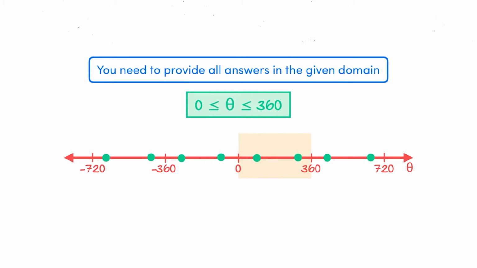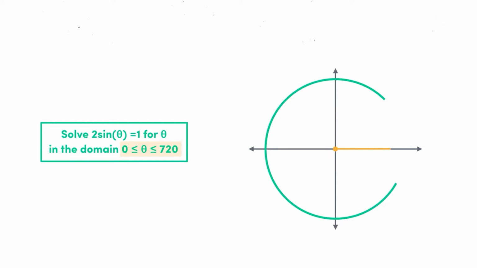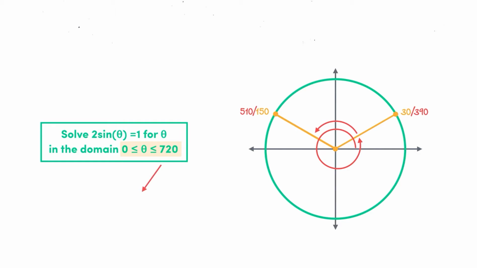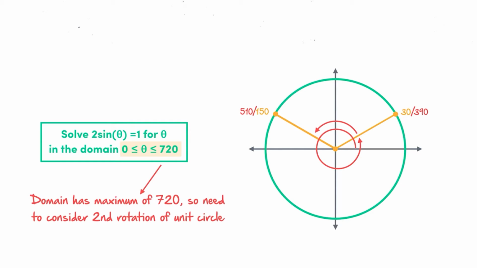Now, we need to check these answers are in our domain, which is the third clue from the last body. And yeah, we're right. We would have to consider a second rotation around the unit circle, so our answers would be 30 and 150, as well as 390 and 510, because sine 390 and sine 510 also equal a half. I generally do these without a domain in mind and fix it at the end, but you might want to be a bit more prepared. In any case, that's one type of trig equation you might get asked, so excellent job.